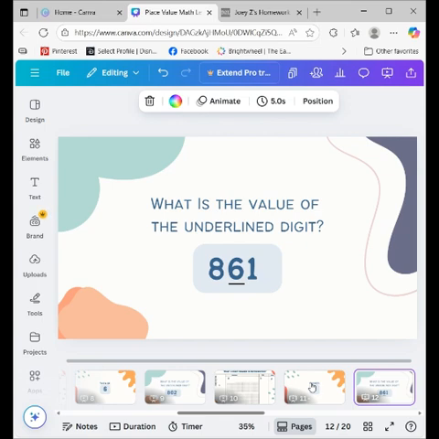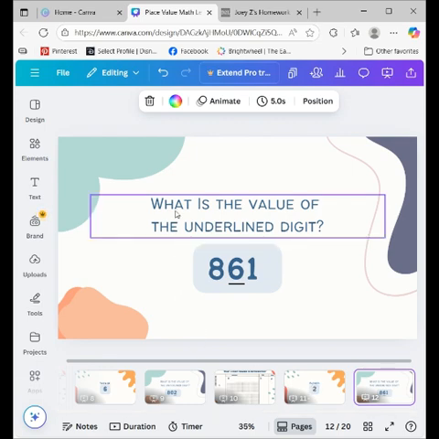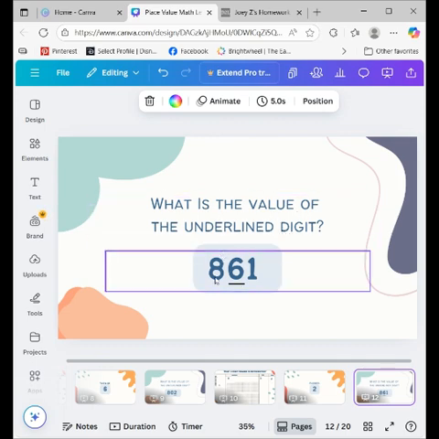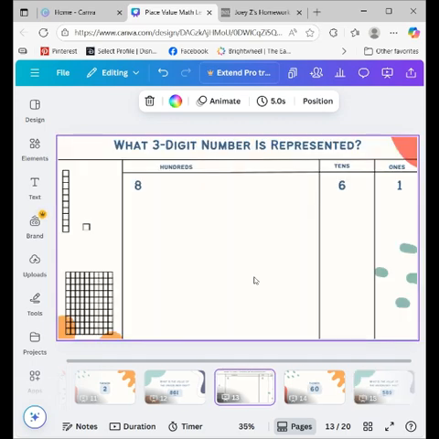So now it's going to be a little bit more difficult. So we are going to try and find out what is the value of the underlined digit in 861. So the underlined digit is number 6. But our question is, what is the value of the number 6 in 861? And so I already set up the number so we can remember what number it is.